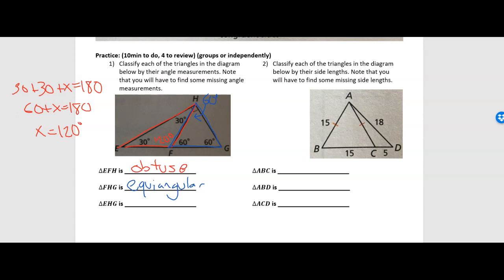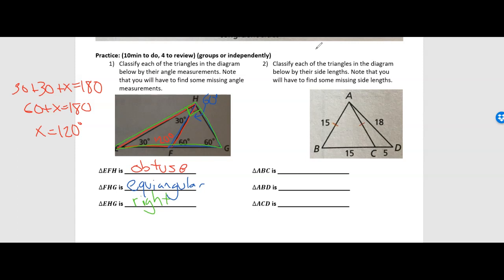All right, last one, EHG. We'll do that in lime green. So I have a 30-degree angle, I have a 60-degree angle, and up here we can see that this is a right angle. So this entire triangle is a right triangle.